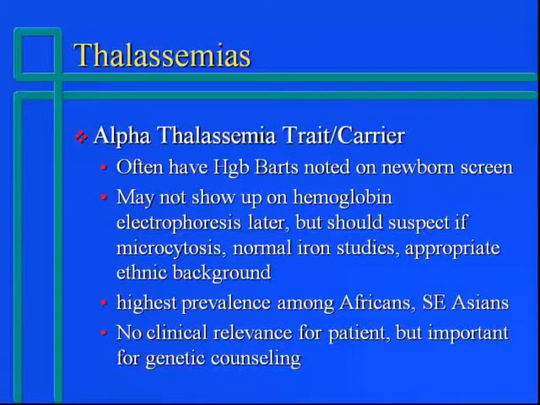Alpha thalassemia trait or carrier state will often show up as hemoglobin Bart's noted on a newborn screen. It may not be detectable on hemoglobin electrophoresis done later in life, but one should suspect it if there is microcytosis in the setting of normal iron studies in a patient of an appropriate ethnic background, with the highest prevalence among Africans and Southeast Asians. And like beta thalassemia trait, there's really no clinical relevance for the patient, but this is important to know about for genetic counseling purposes.